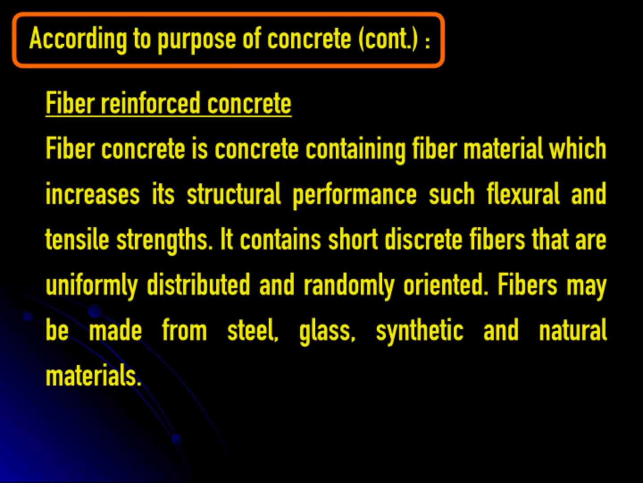The last one is fiber reinforced concrete. This concrete contains fiber materials to improve flexural and tensile strength, which is the main pain point of concrete, making it less brittle and more ductile than conventional concrete. Fibers may be made from steel, glass, synthetic, or natural materials.